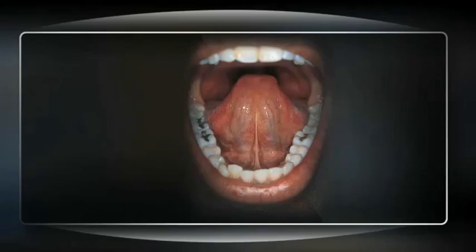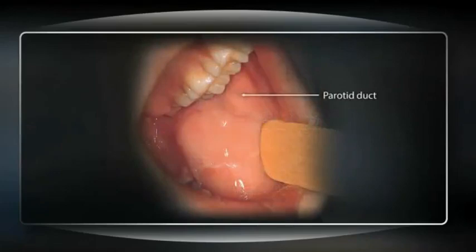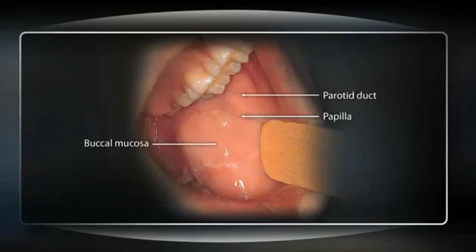The undersurface of the tongue has no papillae. Note the midline lingual frenulum that connects the tongue to the floor of the mouth. At the base of the tongue, the ducts of the submandibular gland, known as Wharton's ducts, pass forward and medially. They open on papillae that lie on each side of the lingual frenulum. Each parotid duct, or Stenson's duct, empties into the mouth near the upper second molar, where a small papilla frequently marks its location. The buccal mucosa lines the cheek.